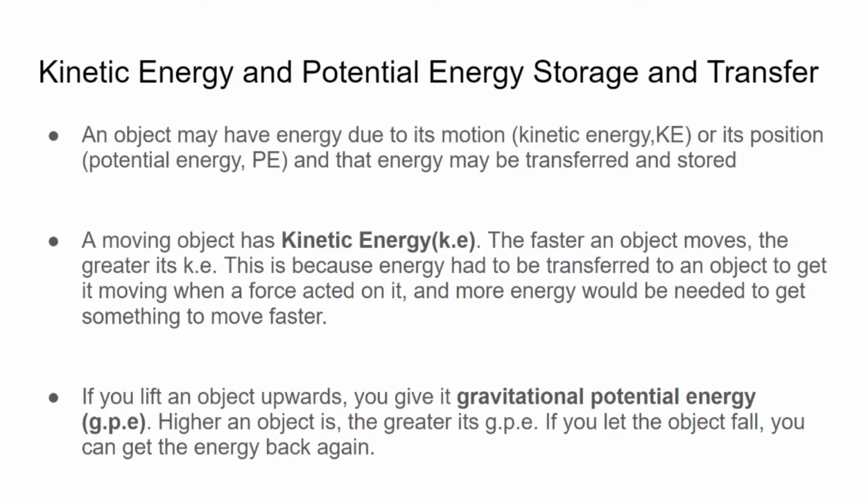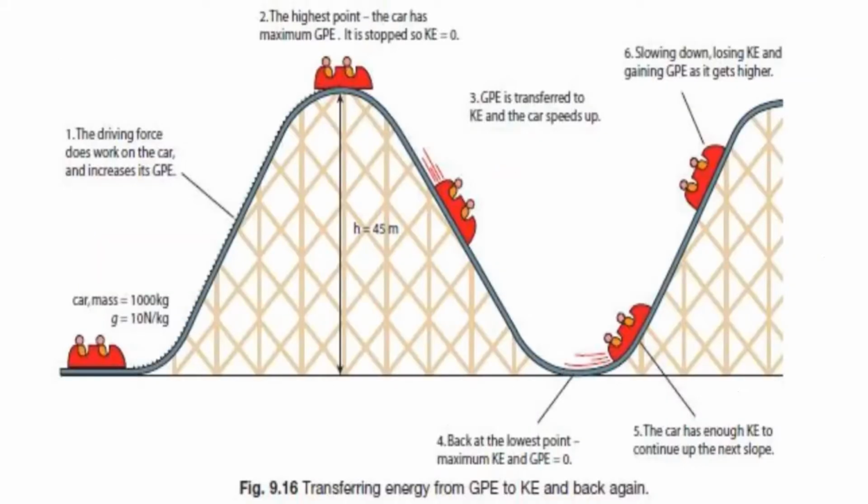The faster an object moves, the greater its kinetic energy. This is because energy had to be transferred to an object to get it moving when a force had acted on it. And more energy would be needed to get something to move faster. If you lift an object upwards, you give it gravitational potential energy. The higher an object is, the greater its GPE. If you let the object fall, you can get the energy back again. This is an example of transfers from GPE to kinetic energy.